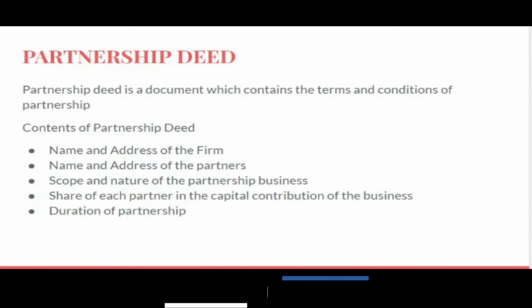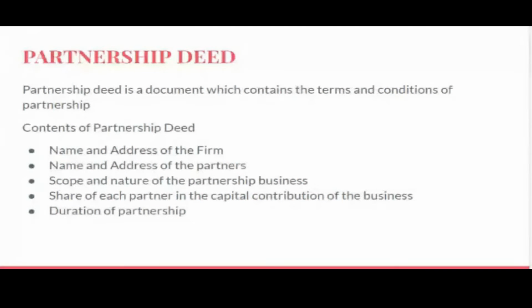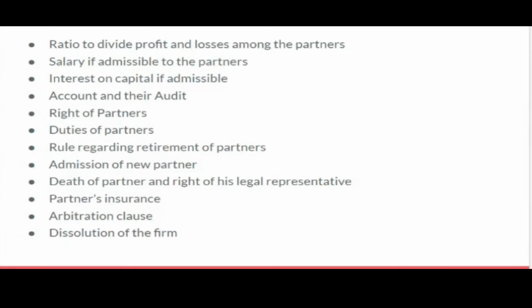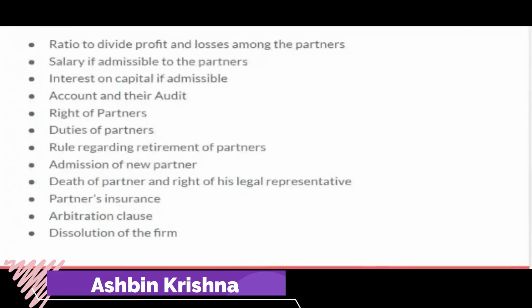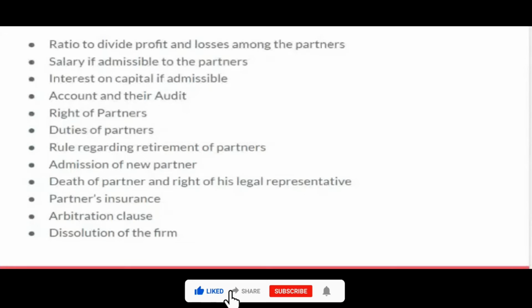and address of the partners, the scope and nature of the partnership business, share of each partner in the capital contribution of the business, and duration of the partnership, and ratio to divide profit and loss among the partners, and if any salaries are admissible to the partners, that also is to be mentioned, and the interest on capital if admissible, and accounts and their audits, and the rights of the partners, duties of partners, and rules regarding retirement of partners, and admission of a new partner, and death of a partner, and the right of his legal representative, and partners' insurance, and at last, arbitration clause and dissolution of a firm.